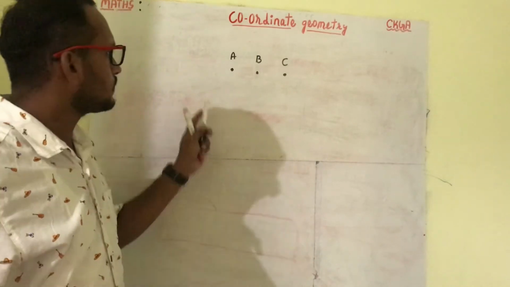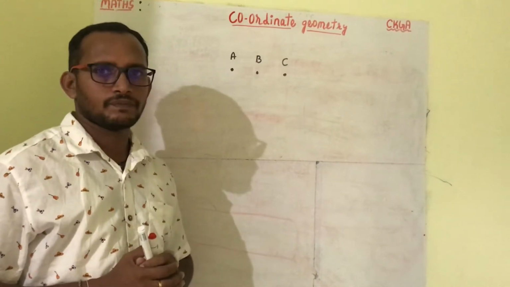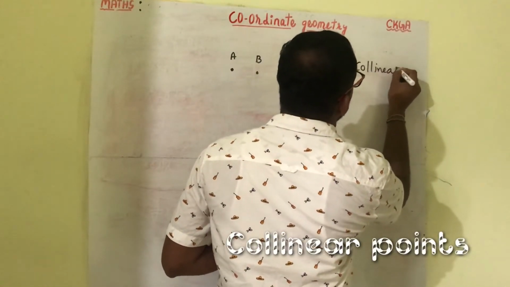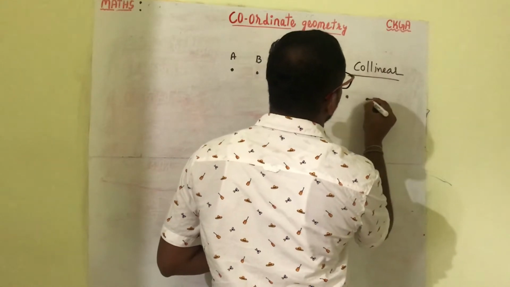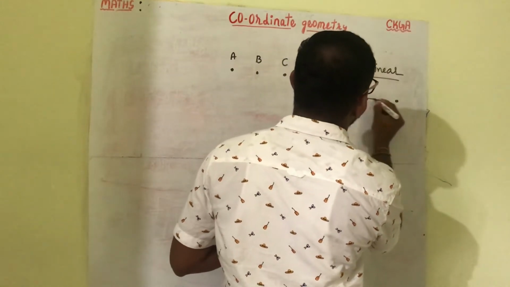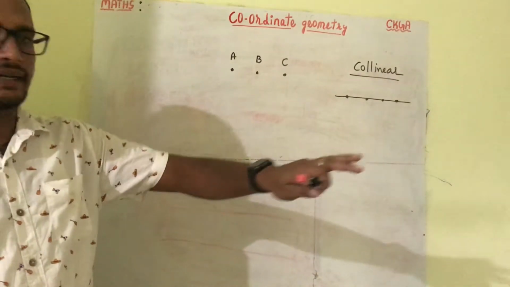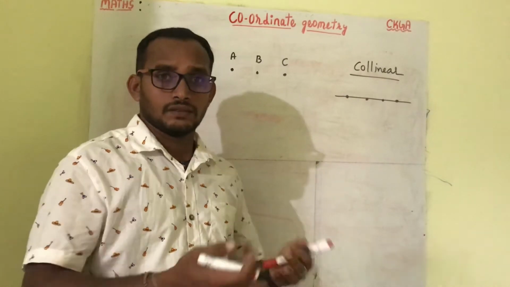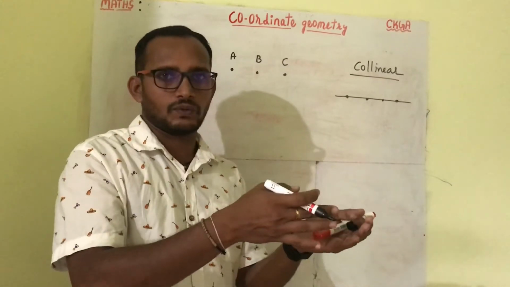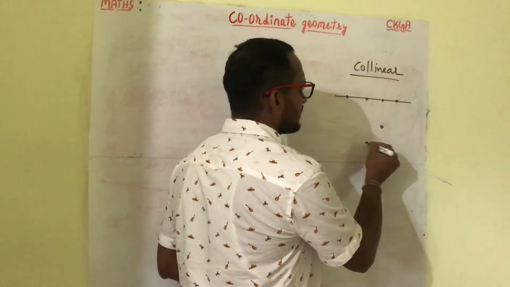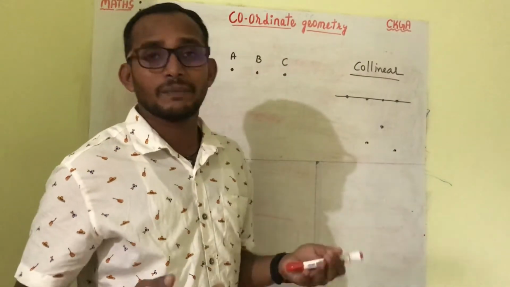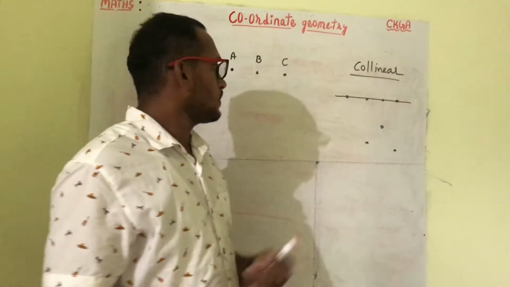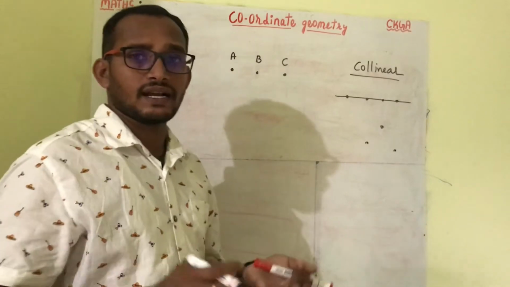I need to check whether these points are collinear or not. As you know, what are collinear points? Suppose points lie on the same straight line, we can call them collinear points. If the points do not lie on the same straight line, we call them non-collinear points. By using non-collinear points, you can generate geometrical shapes. If you want to generate geometrical figures like triangles, quadrilaterals, and so on, you need non-collinear points.